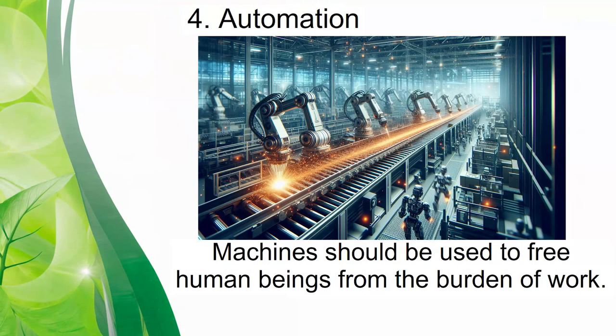4. Automation. In an open-source society, automation serves as a cornerstone for achieving efficiency and abundance while reducing dependency on conventional labor paradigms. Through the strategic implementation of advanced technologies, such as artificial intelligence, robotics, and autonomous systems, automation streamlines production processes, optimizes resource utilization, and enhances overall productivity.